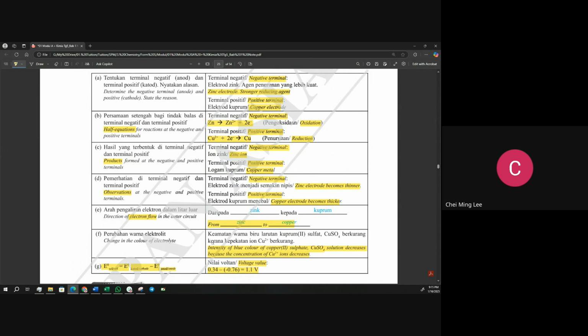For the change of color, the blue color of copper(II) sulfate will decrease because it keeps changing into copper metal. The voltage value will be 0.34, which is from copper, minus negative 0.76, which is from zinc, and the value will be 1.1 volt. All right, so jot this down.